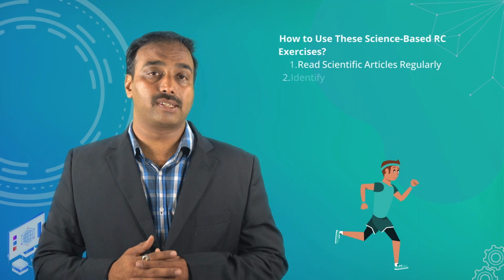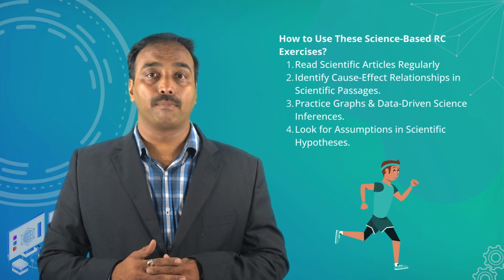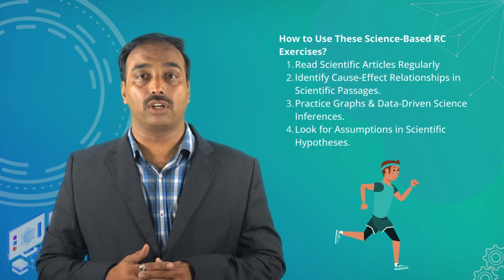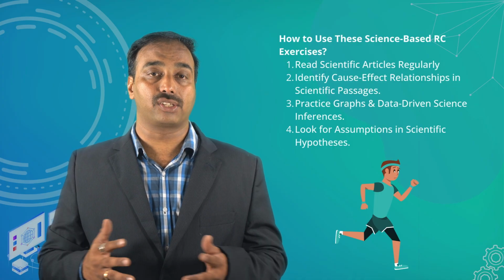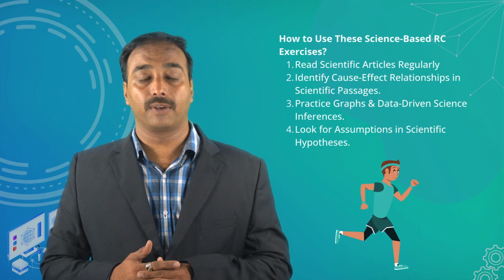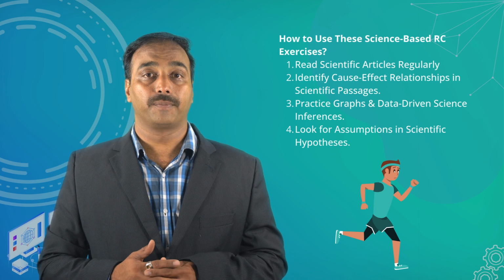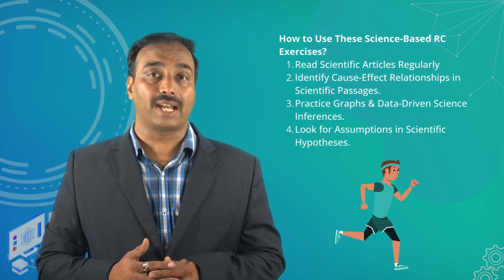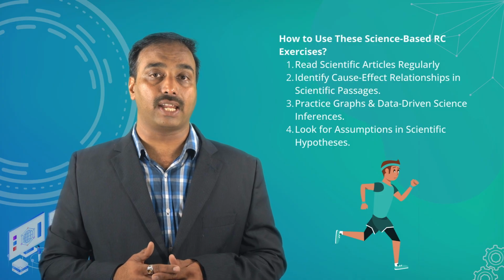So how to use these science-based reading comprehension exercises? You have to read scientific articles regularly. Publications like Scientific American, Nature, and The Economist have science-based analytical articles. This will enhance your understanding of scientific articles. You should also identify cause-effect relationships in scientific passages. In addition, you should also practice graph and data-driven science inferences. You should also look for assumptions in scientific hypotheses.